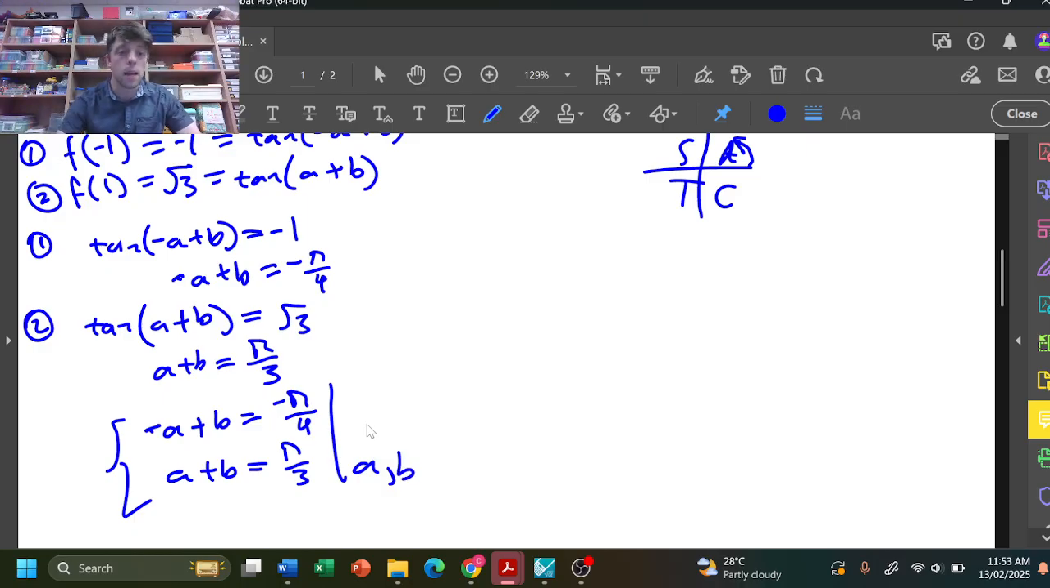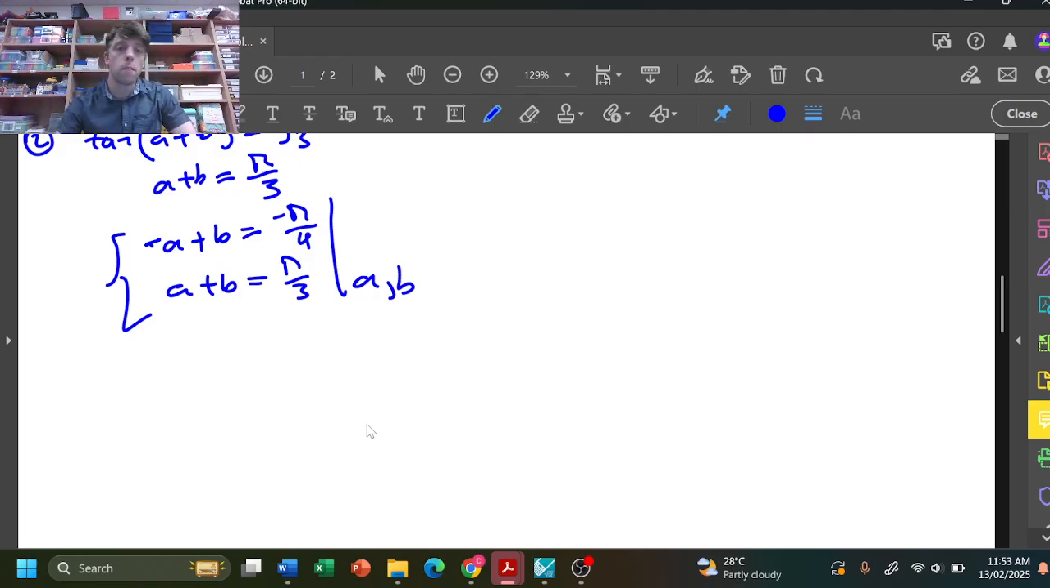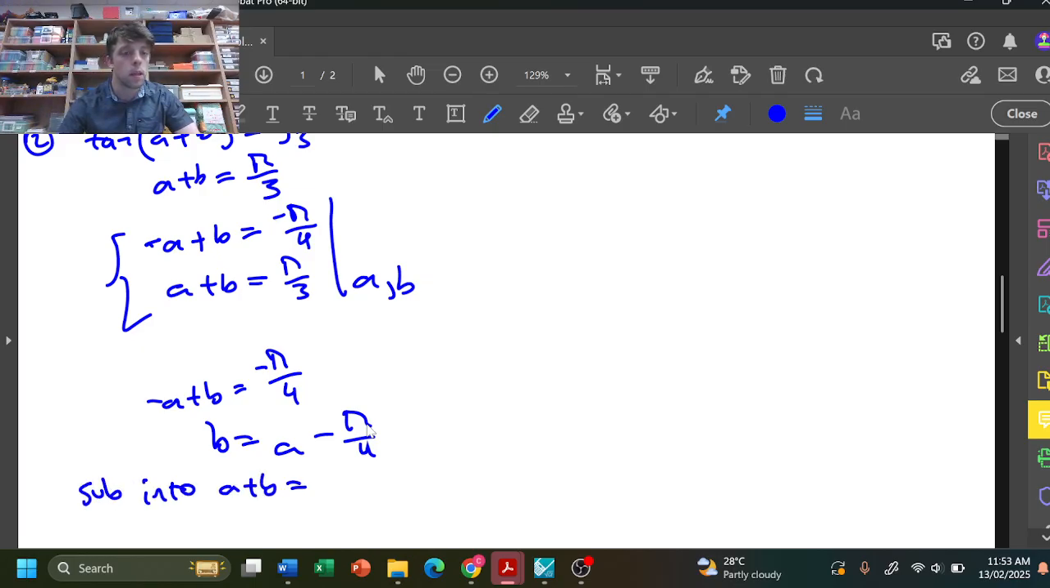You could just type that into your calculator if this was tech active, but just to remind you how you could solve this by hand, we can use substitution, we can use elimination, whatever you like. Let's just use substitution, for example. So we've got negative a plus b is equal to negative pi on 4. I'm going to add a to both sides. So we get b is equal to a minus pi on 4. Okay, I'm going to take this and sub it into the second equation, a plus b is equal to pi on 3.